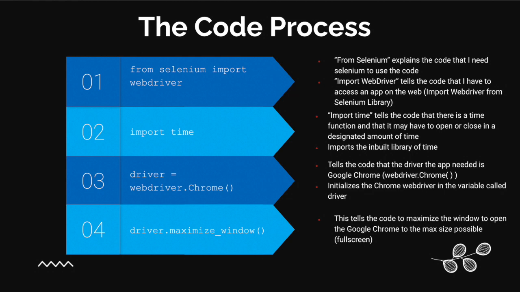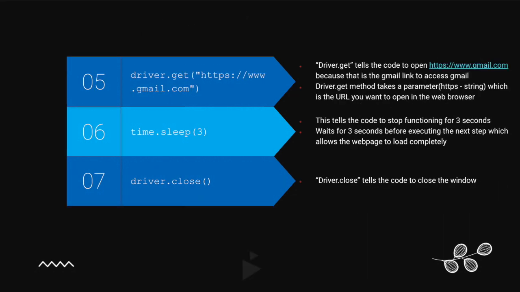Fourth, this tells the code to maximize the window, to open Google Chrome to the max size possible, which is full screen. Fifth, driver.get tells the code to open https://www.gmail.com, which is Gmail. The driver.get method takes a parameter which is a string, the URL you want to open in the web browser.